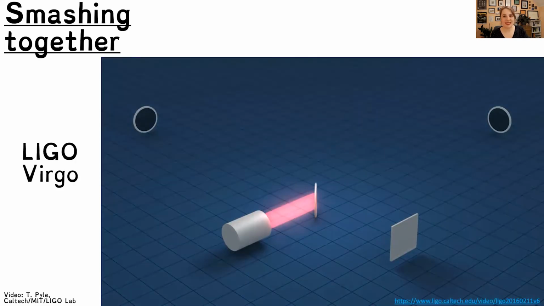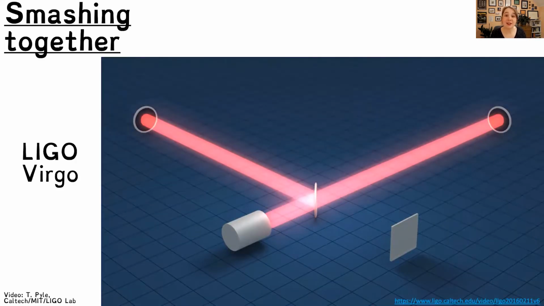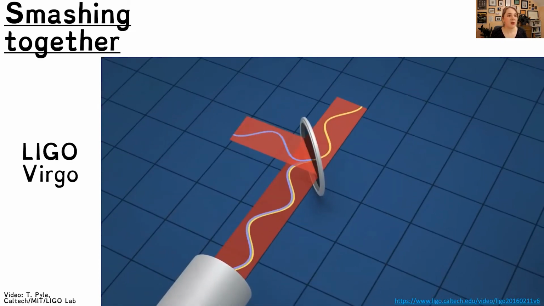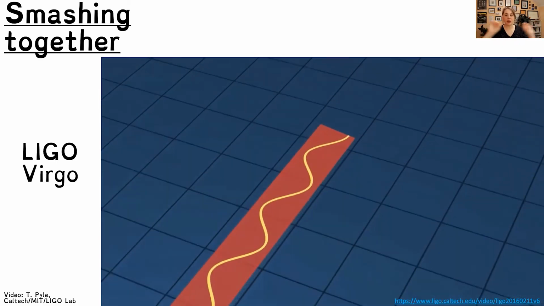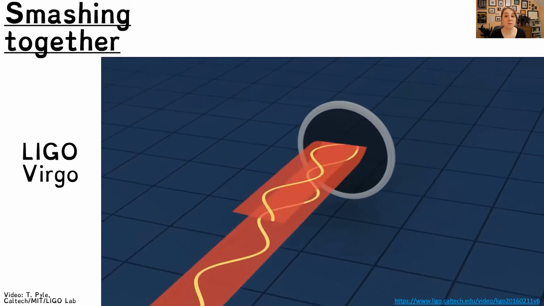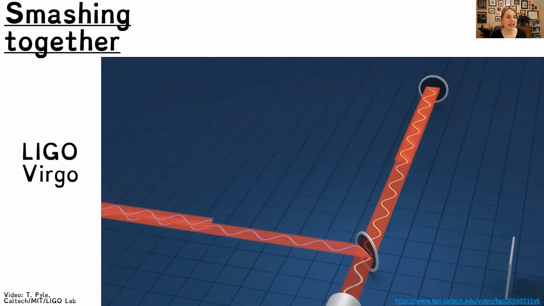So the way that we detect these, as I said, we can't use telescopes because there's no light coming from any of this. So we use lasers. We built really cool detectors that use lasers. And we split our laser beam so that we have identical laser beams, but go down 2 different parts of an L. They reflect off of a mirror at the end and they come back together.